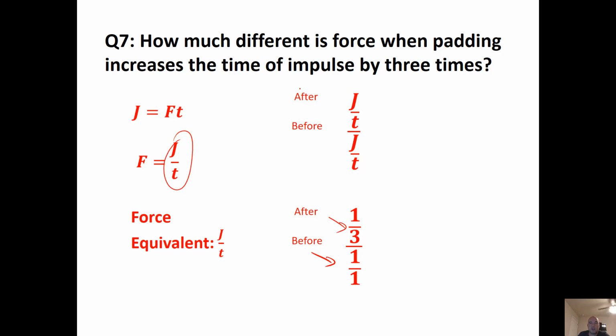And the only thing that's going to change now is that the time of impulse increases 3 times. So the time is the only one that changes. Everything else is all the same. And we're going to get an answer of 1/3 times the original.